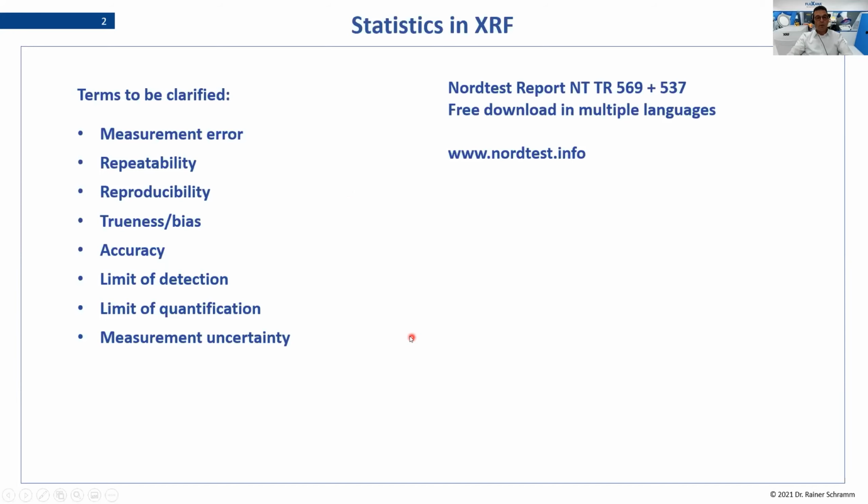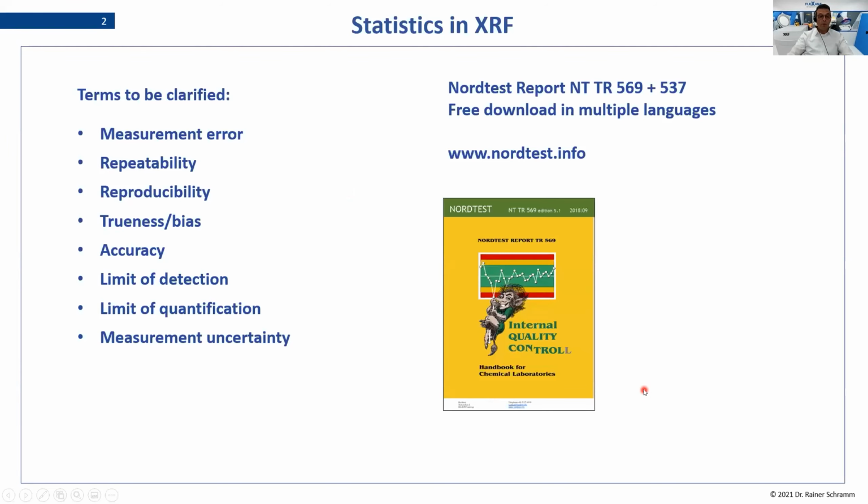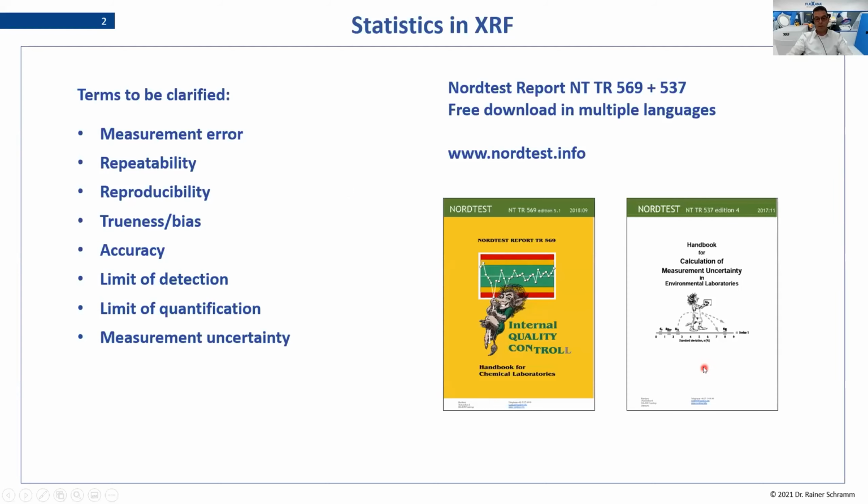For further literature, I would recommend that you have a look into the Nordtest reports. 569 describes the internal quality control very well, and 537 describes measurement uncertainty. Both give you very good indication how to do these calculations, and there are free downloads available. This is the base of our work and where I got a lot of information from.